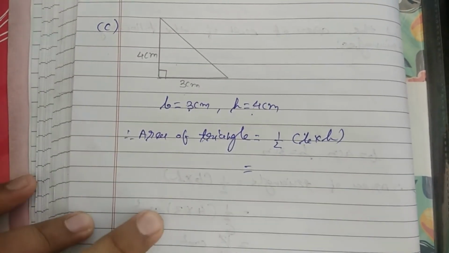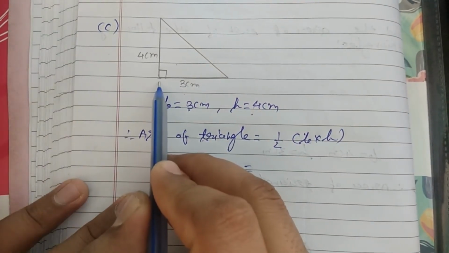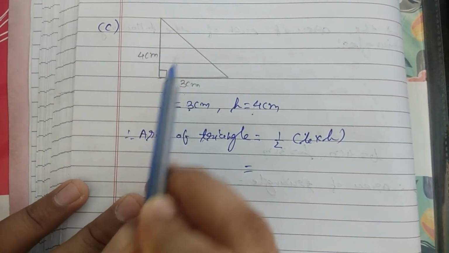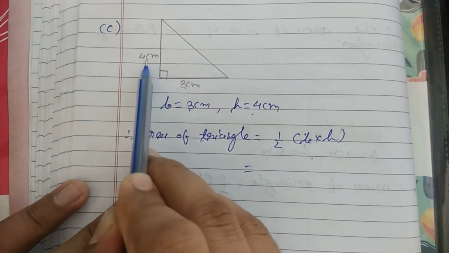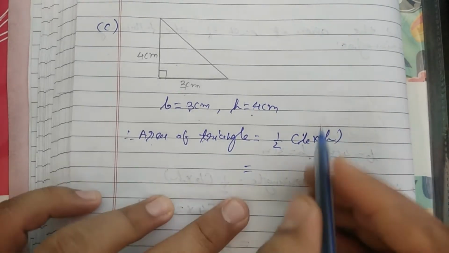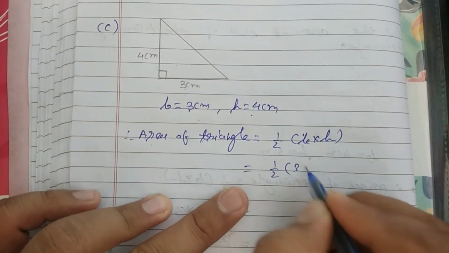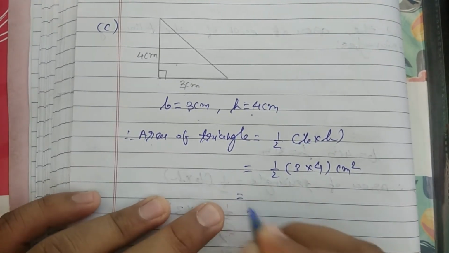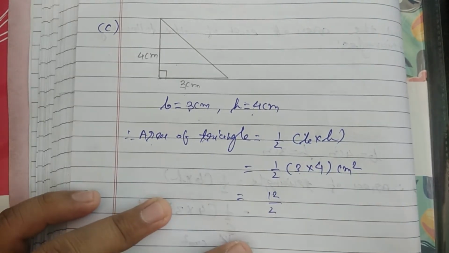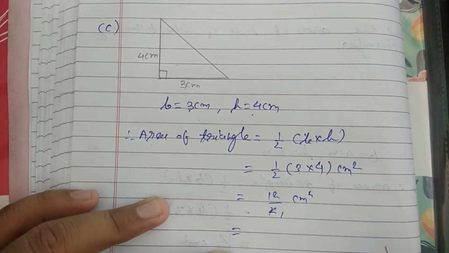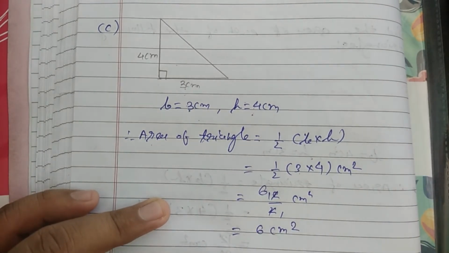Next C. Here there is a right angle triangle, and keep in mind in a right angle triangle base and height are nothing but the triangle's sides. So here base is 3 centimeter and height is 4 centimeter, and therefore area of triangle is equal to, our formula is 1/2 base multiplied by height, and that is equal to 1/2. What is base? 3 multiplied by height 4, and unit will be centimeter square, and that is equal to 3 4s are 12. 12 divided by 2 centimeter square, and that is equal to 2 1s are 2, 2 6s are 12, and therefore answer is 6 centimeter square.